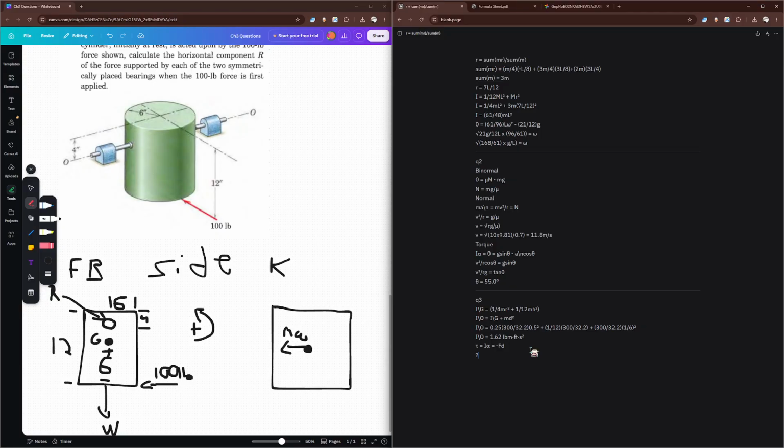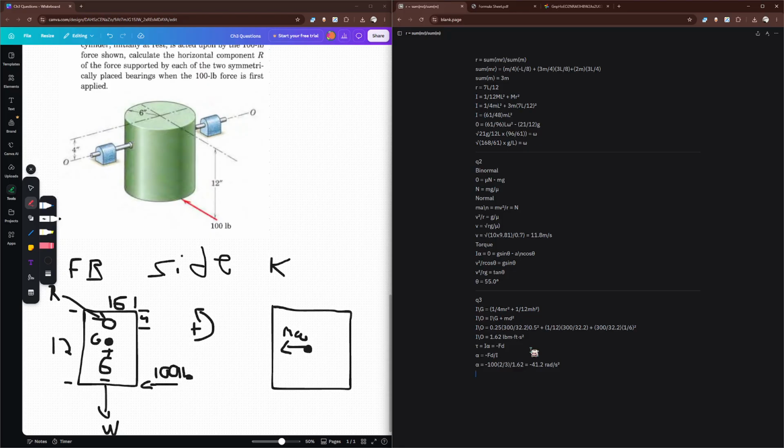So rearranging for alpha, we get that alpha is equal to negative FD over I. So alpha is equal to negative 100 times 2 over 3 over 1.62. And this gives us an angular acceleration of negative 41.2 radians per second squared.